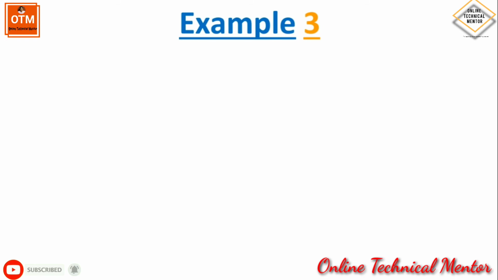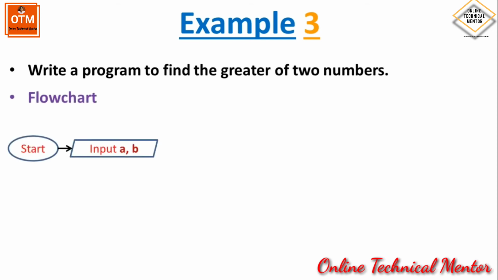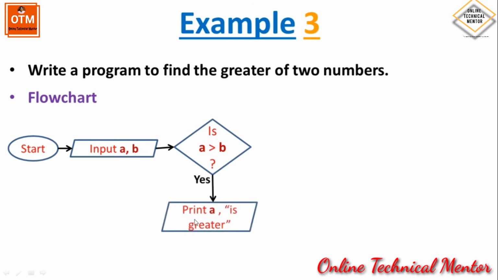Let me show you another example. Write a program to find the greater of 2 numbers. For that, what you have to do, start the program, accept 2 numbers from the user and store them within the variables a and b respectively. Then check whether a is greater than b or not. If this condition is true, then print a is greater and then stop.